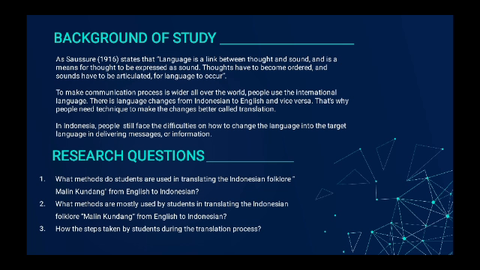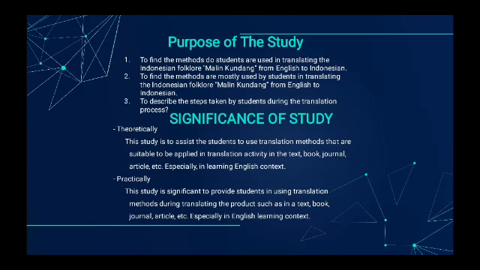In the research questions, I have 3 questions. It is about the methods that students used in translating. And the second is the mostly methods that used by students in translation process. And the last is how the steps taken by students in translation process. It comes to the purpose of the study. There are 3 points also, because these 3 can be the answer from the research questions. There is significance of study. There are theoretically and practically.